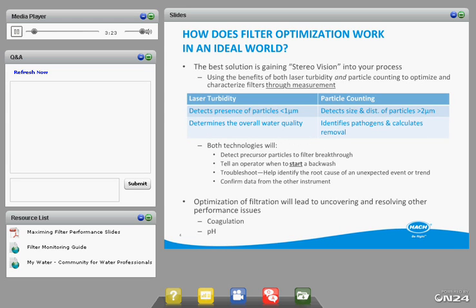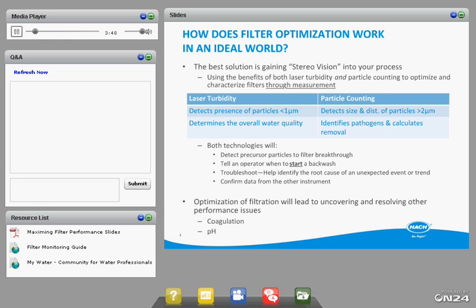So to start, we're going to look at how a filtration process works in an ideal world. We need to acknowledge that this is an ideal world where cost is no object, and we know that in practice, very few plants work this way. But for the sake of setting what is ideal, we'll start there, and then we'll go into what we might see as a more practical way of working with filter optimization.